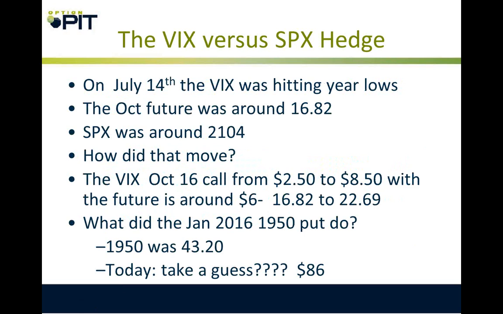So here's just kind of an interesting thing to look at. On July 14th, the VIX is hitting year lows. The OCC futures is around 1680, and SPX is around 2104. How did that move? The VIX OCC 16 call goes from 2.5 to 8.5, with the future going from 6 to about 2260. So that call more than tripled in value.